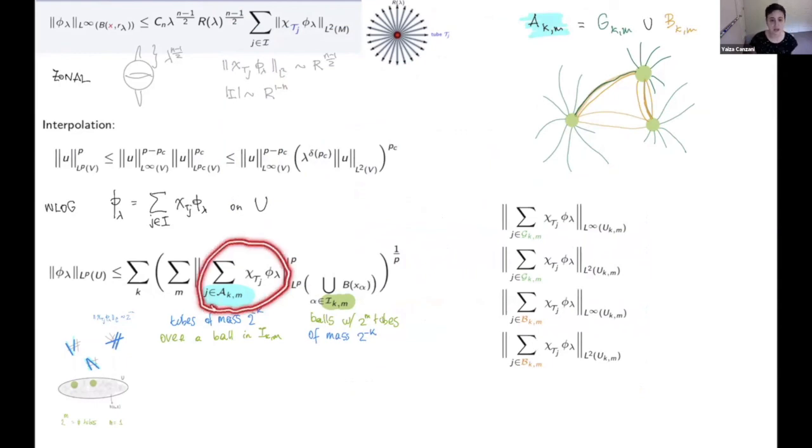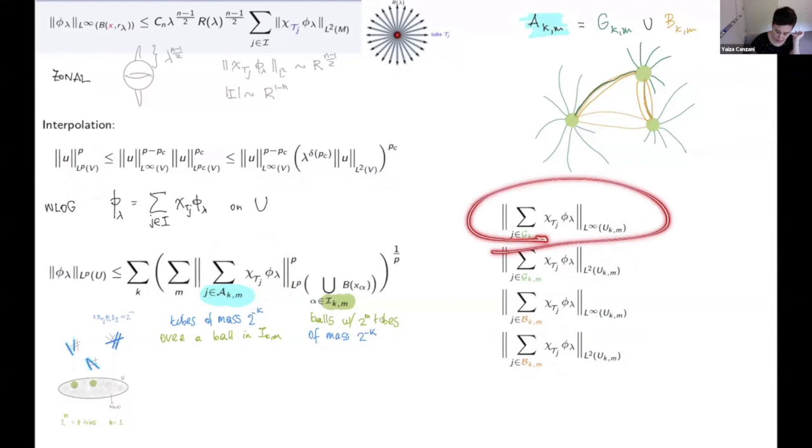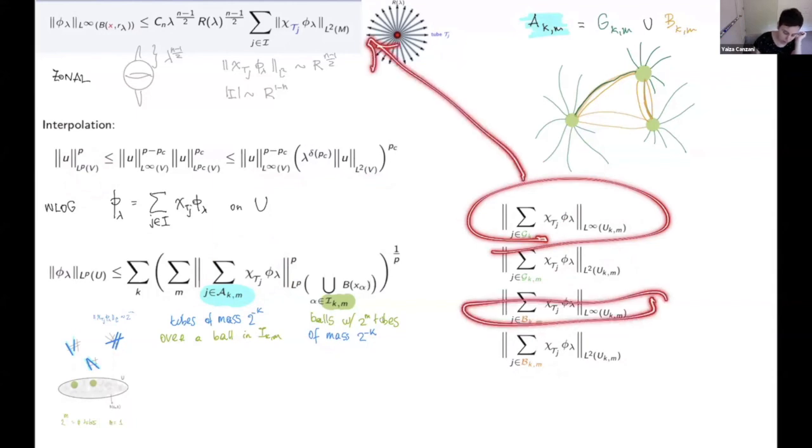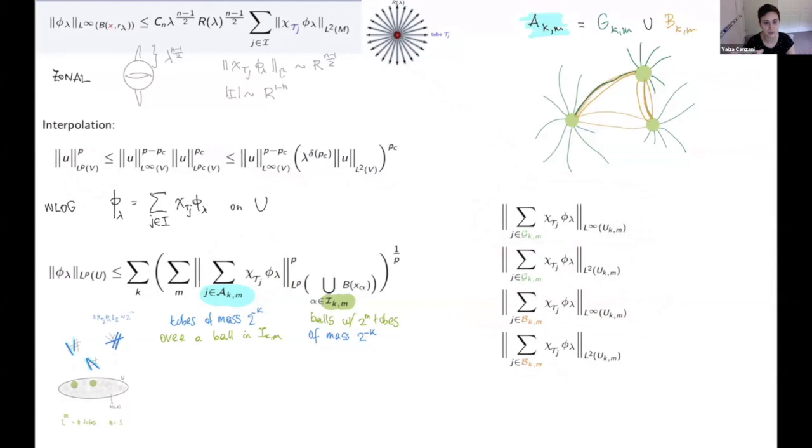So you wanted to control the LP norms of this part of the eigenfunction, but you split the set of tubes into good tubes and bad tubes. So now you want to control these 4 sums, some of them for the L-infinity norm and some of them for the L2 norm, because remember, using interpolation, we are using the L-infinity and the L2 norm to control our LP norms. And now the idea is that if what you want to do is to control the L-infinity norms, what you will use for both L-infinity estimates is our bound on the value of the function at a point x, because we have filtered everything at this point. We have a lot of control on how many tubes of which mass are going through each ball, so we can actually control these 2 terms using our estimate.